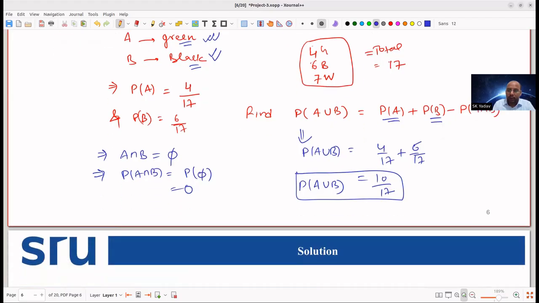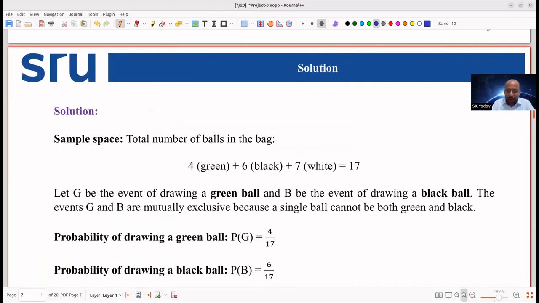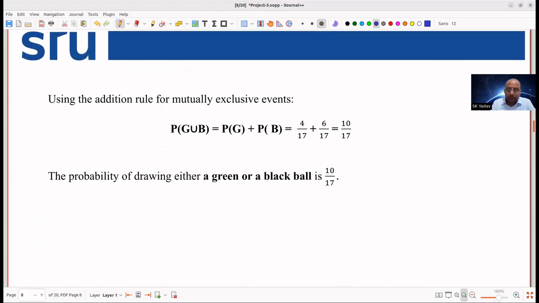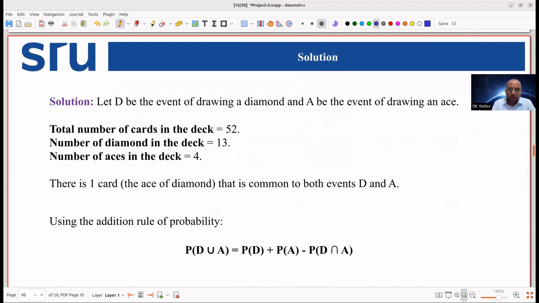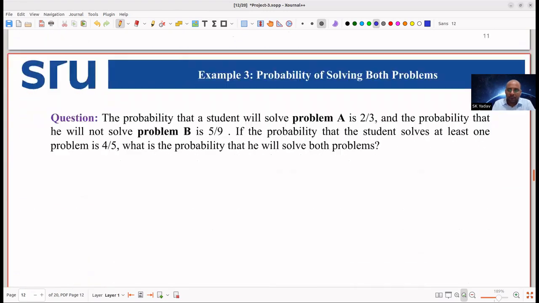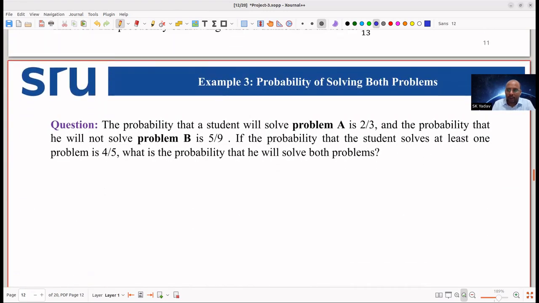Similarly, you can see the solution is here. Now look at the next problem, which I want to display here, this one. So read the complete problem.